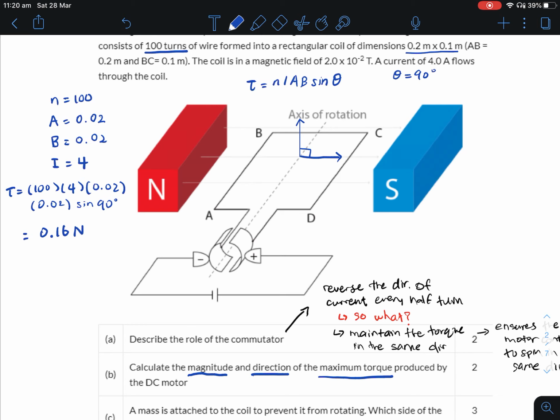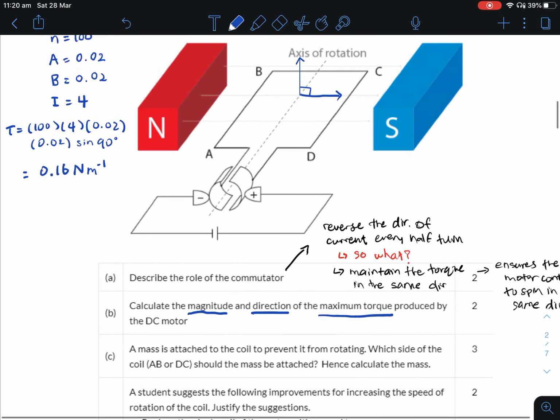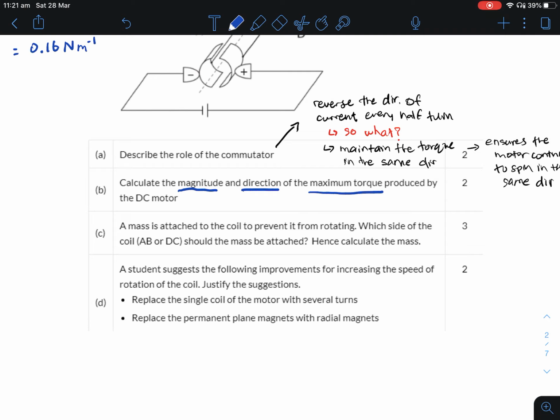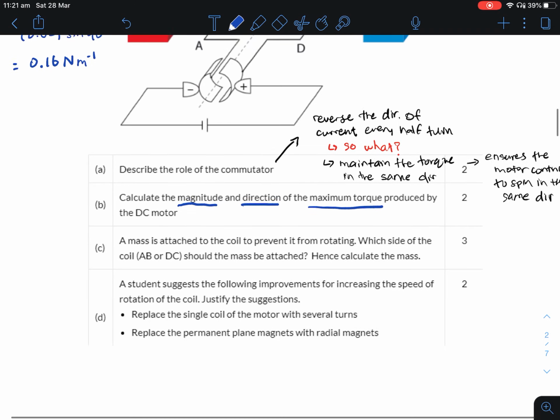And remember, the units for torque is Newton meters. And so that is part B, right here. All right, for part C, let's have a look at part C. It says a mass is attached to the coil to prevent it from rotating. Which side of the coil, AB, or DC, should the mass be attached, and hence calculate the mass?